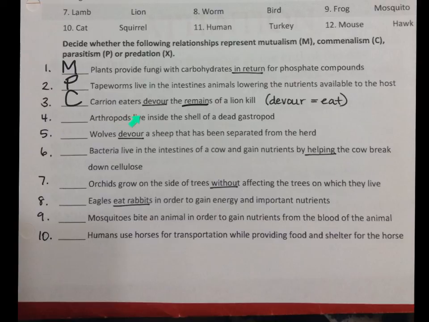Number 4, arthropods live inside the shell of a dead gastropod. We talked about that in our notes, that is considered commensalism. Class, the gastropod's already dead, so it's not going to be affected. So that's commensalism. Number 5, wolves devour a sheep that has been separated from the herd. Devour, killing the sheep, eating it. So that's predation. You're going to write the letter X.